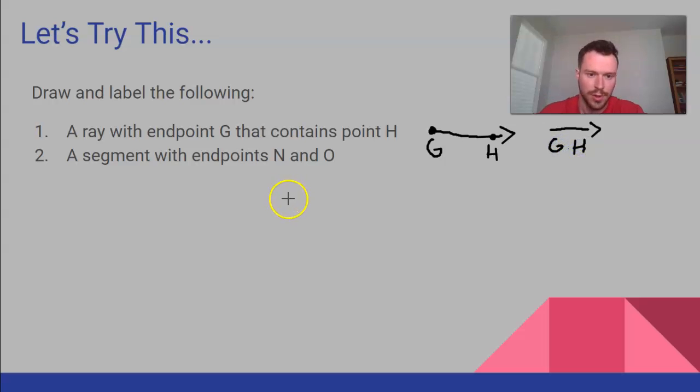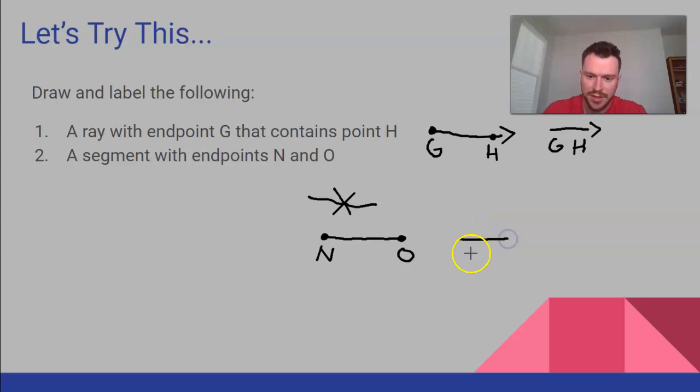Lastly, I have a segment with endpoints N and O. Oh man, that's okay. I'm going to try to make this one straighter. Forget this one. So we've got endpoint N and endpoint O. And I will name this segment NO.